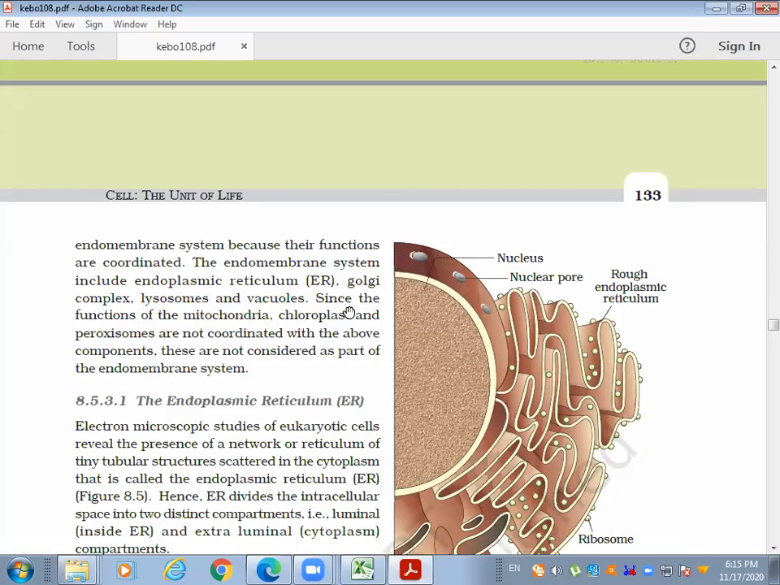Since the functions of mitochondria, chloroplast, and peroxisomes are not coordinated with the above components like endoplasmic reticulum, Golgi complex, lysosomes, and vacuoles, these are not considered as a part of the endomembrane system.